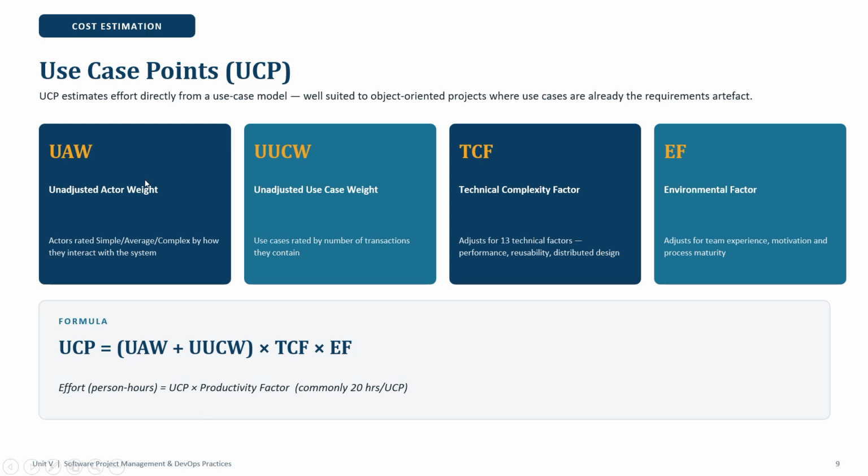In this, we are going to learn unadjusted actor weight, unadjusted use case weight, technical complexity factor and environmental factor. You go through these. This is the formula: UCP equals (UAW plus UUCW) into TCF into EF. Effort equals UCP into productivity factor, commonly 20 hours per UCP.